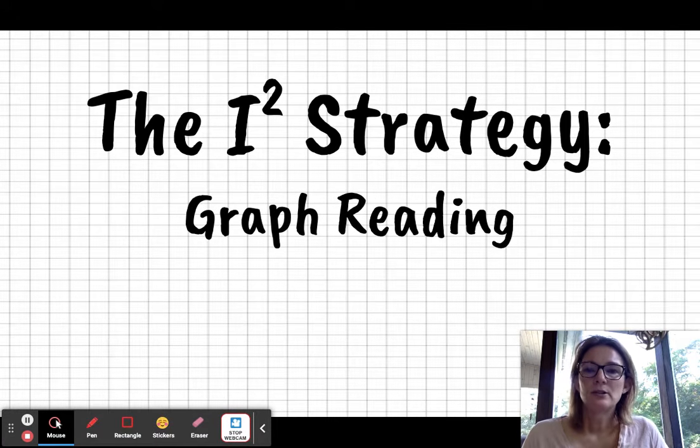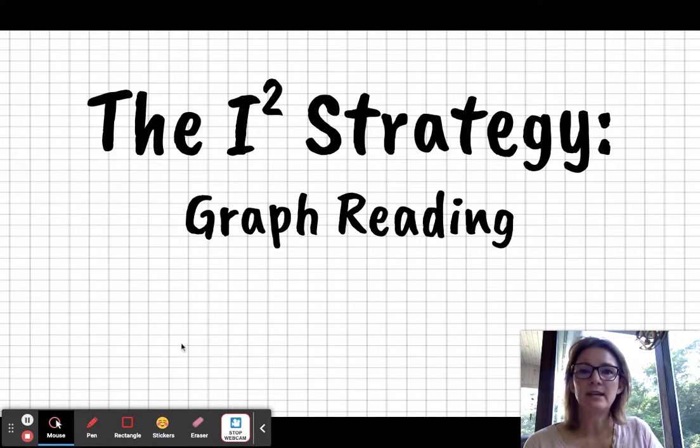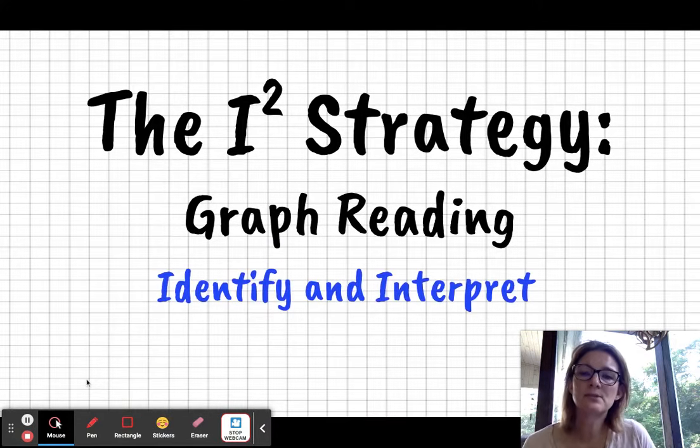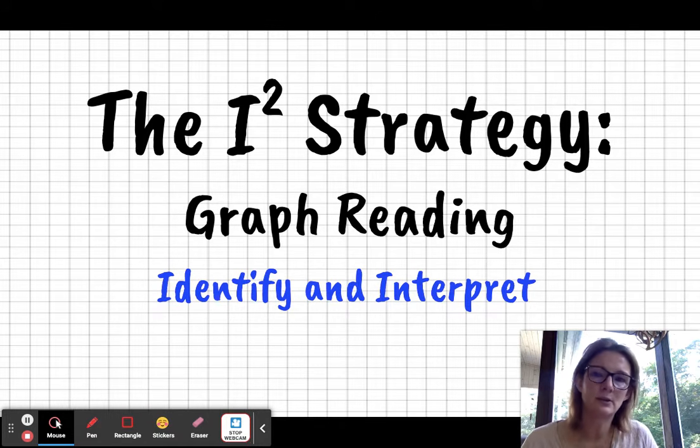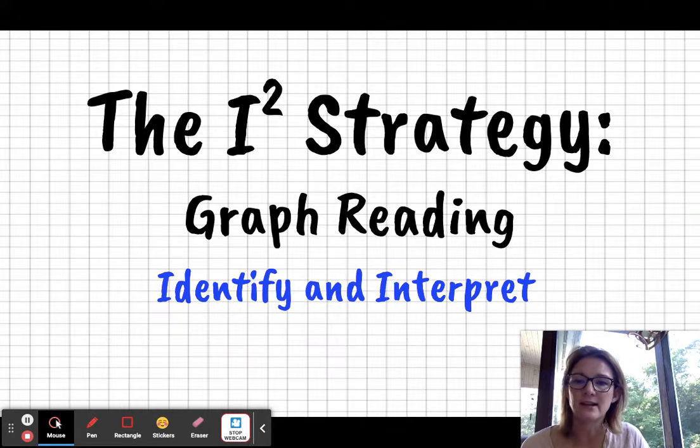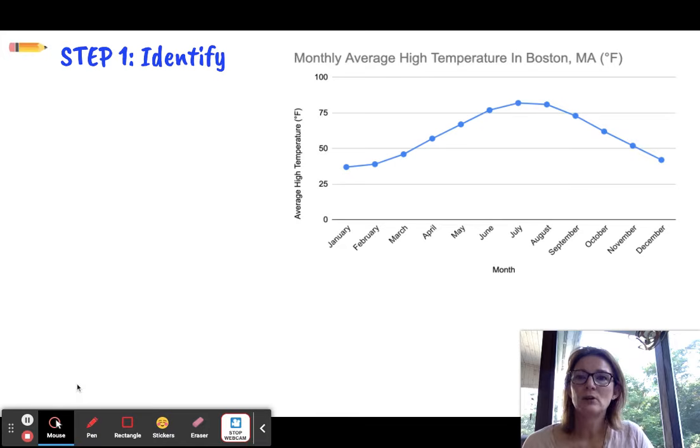All right, we are going to talk about how to use the I-squared strategy to read graphs. It's called I-squared because the strategy involves three steps, but two of them start with I. The two steps are identify and interpret, and then we'll also talk about the third step, which is writing a caption. So I guess it just didn't fit neatly into that I theme. Oh well. Okay, so step one is identify.